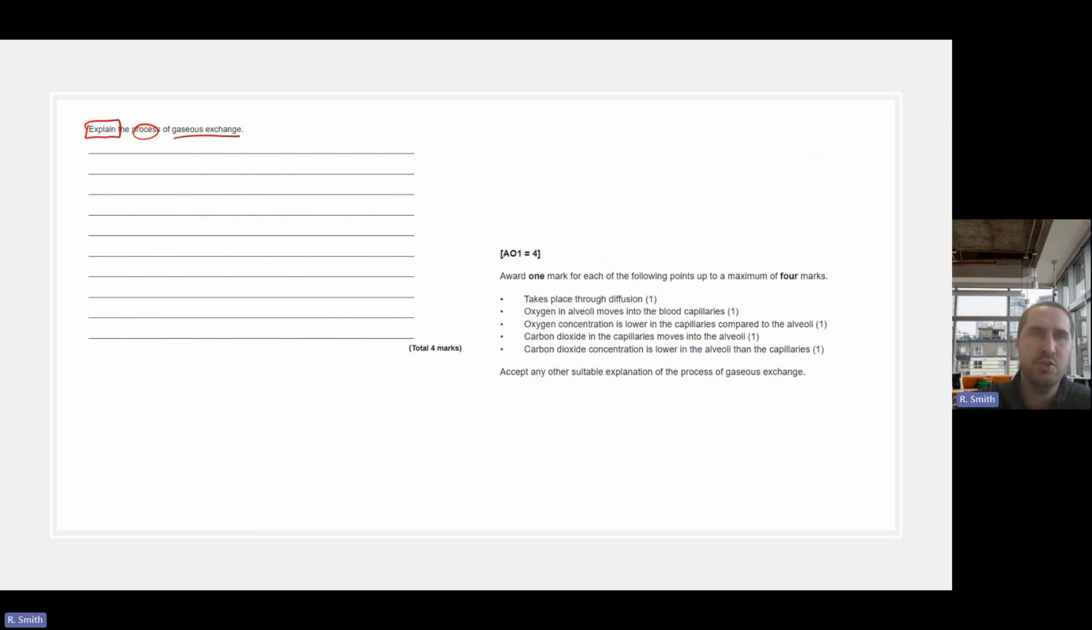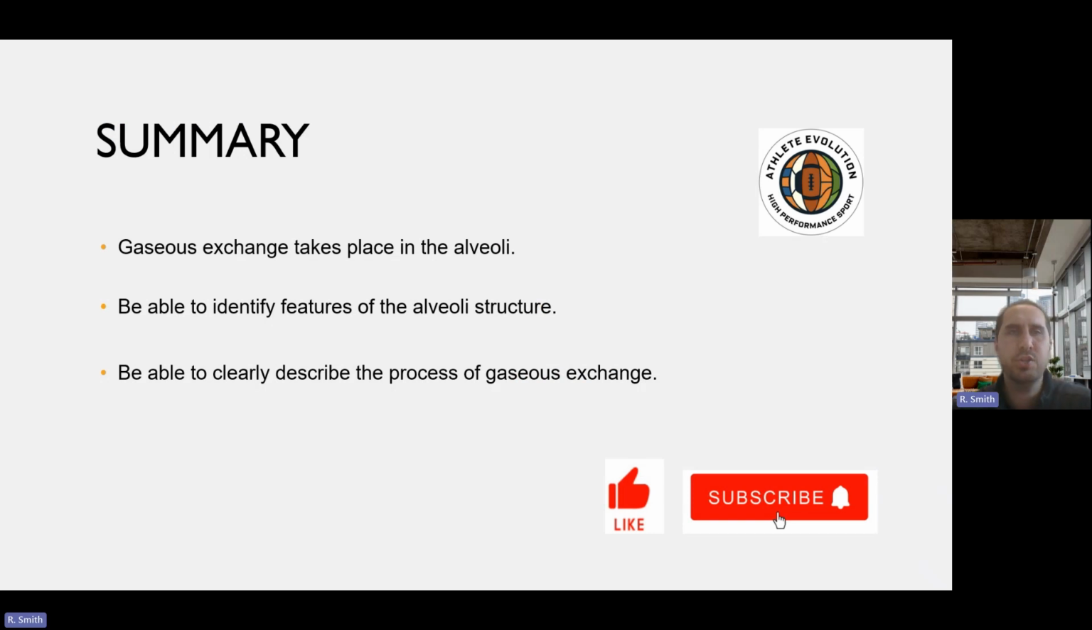So to summarise, gaseous exchange takes place in the alveoli. Very important to remember that. Very common exam question is identifying features of the alveoli in gaseous exchange. And then the other thing is you need to be really clear on the process with regards to oxygen and carbon dioxide and the movement of oxygen into the bloodstream via capillaries, and then carbon dioxide from the bloodstream in terms of capillaries back into the alveoli so it can be expired. So be really clear on the process.